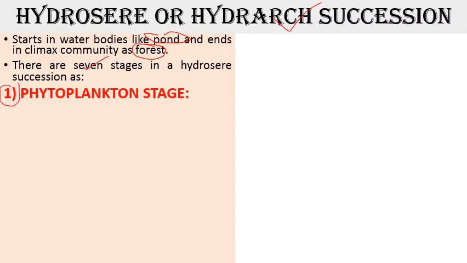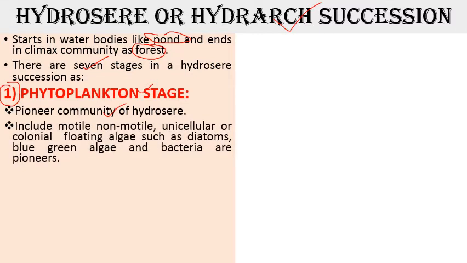First one is the phytoplankton stage. These are the pioneers in hydrosere succession. So this is a pioneer community, means they are the first community to enter this aquatic ecosystem. Aur pioneer communities mein hamare paas aate hain non-motile, unicellular or colonial floating algae such as diatoms, blue-green algae and some bacteria, which are the pioneers in this hydrosere succession.